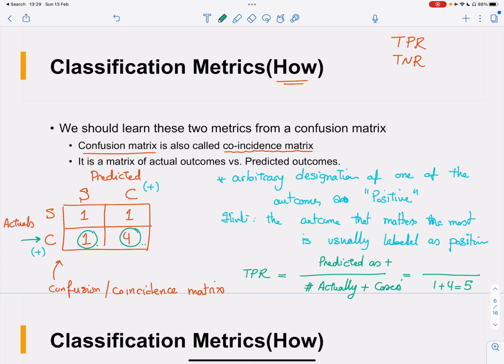So the number of times that they were correctly labeled as positive would be shown here. So positive that is labeled as positive, 4. Okay, and this is equal to 4 out of 5, 0.8. So true positive rate is 80%. True positive rate, the definition is the proportion of actually positive cases that our model labeled correctly.